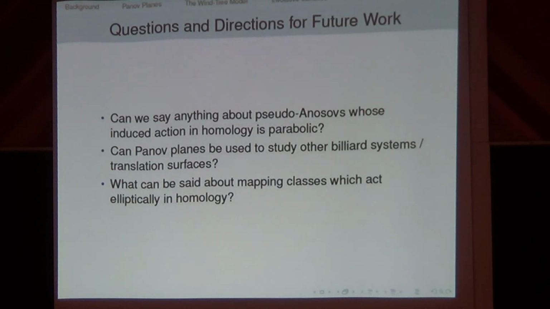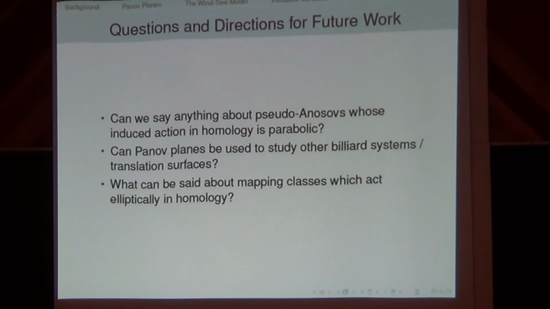So, there are a couple of obvious questions that arise from this. The first one is that I talked about things that act hyperbolically in homology and elliptically in homology. I didn't say anything about things that act parabolically in homology, and the reason is that we don't have any examples of pseudo-Anosovs, these L's, whose action in homology is parabolic, and we also don't know a reason why they shouldn't exist, so we don't know what goes on right there. Another question is, can you use Panov planes to study other types of billiard systems in the wind-tree model, and can you get more results about the wind-tree by using these Panov plane constructions?